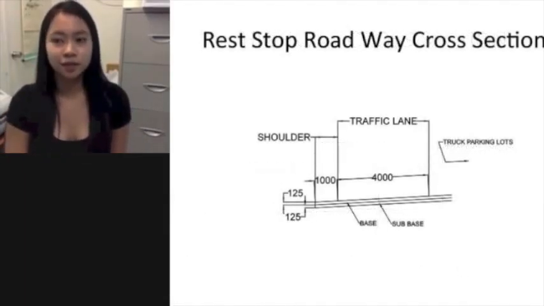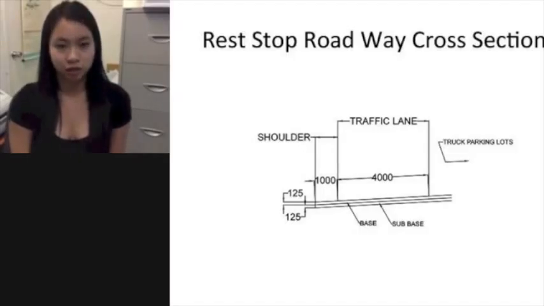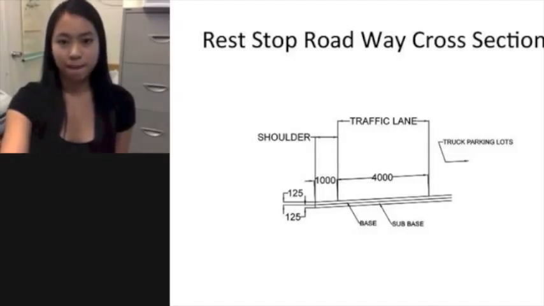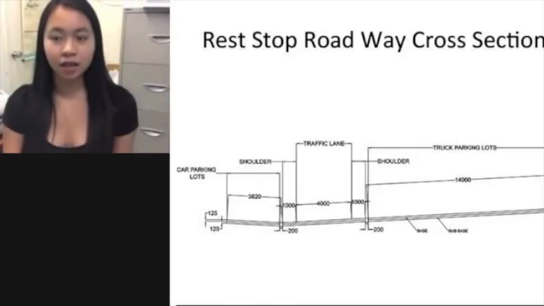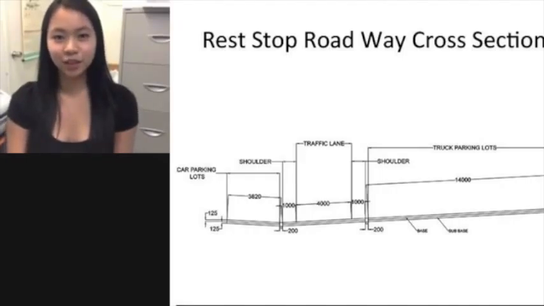Here is the pavement design for the roadway cross-section adjacent to the truck parking lot. Here is the cross-section for the roadway with the car parking lots and the truck parking lots on each side. This also indicates the arrangement of the drainage. The drainage was decided to be on each side of the roadway and the same length as the roadway it's situated at.